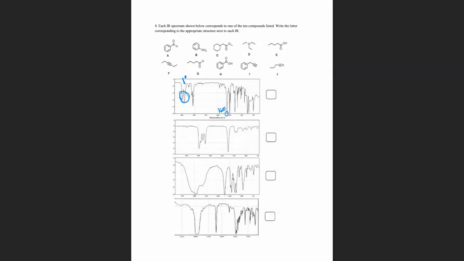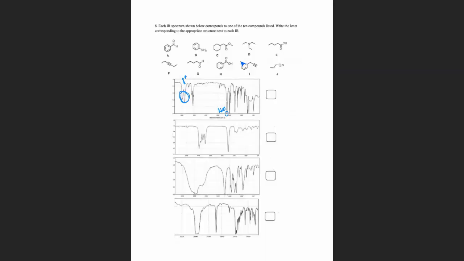Well, let's look at our options. We know that there is a primary amine. We have a 1600 peak right here. The option that we have that contains a primary amine would be option B. Okay, any questions? Okay, moving on to the second one.